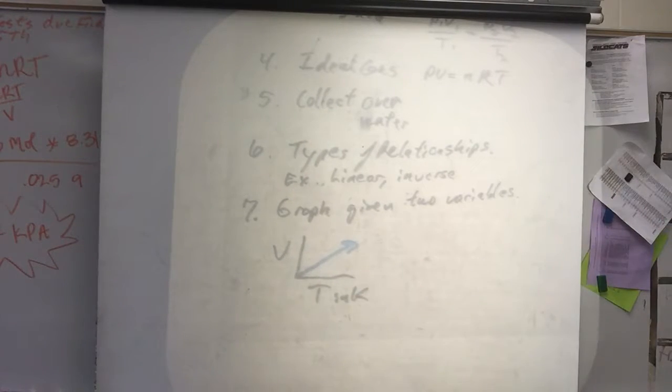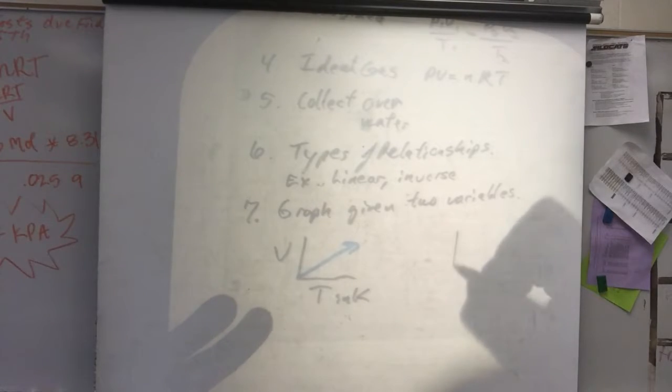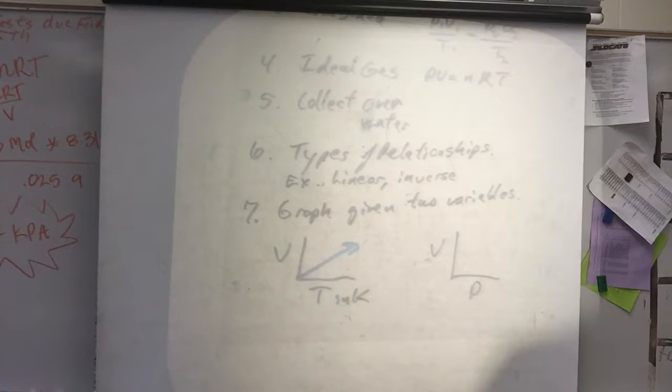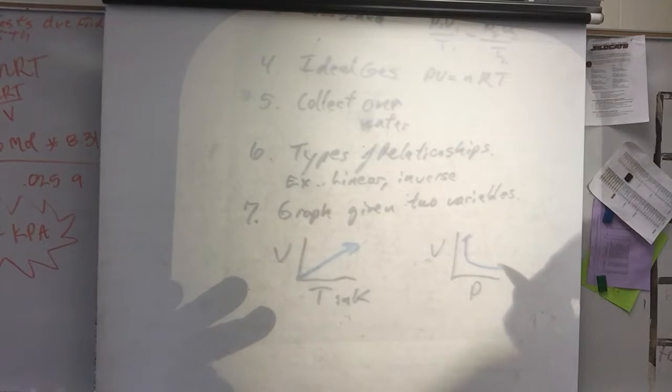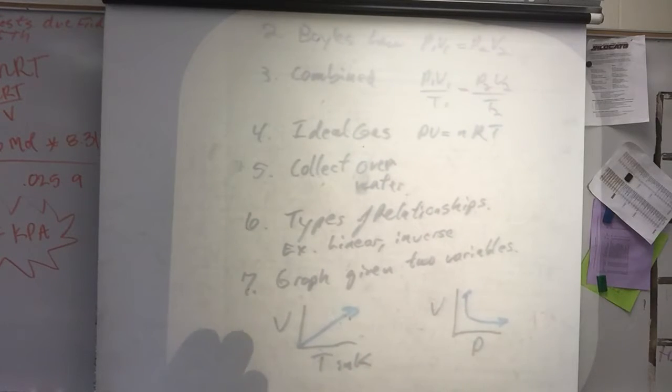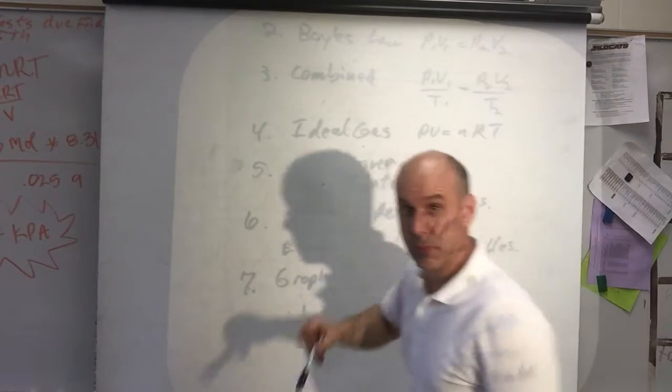Wait, how do you know which one to put on the left and the bottom? I'm going to provide it to you. So like, I'll give you something like this. And then I'll say, now graph the relationship. So I will have the graph set there for you, and then you'll just have to draw in the relationship. What does combined mean, number 3? Combined gas law? Just use that one.